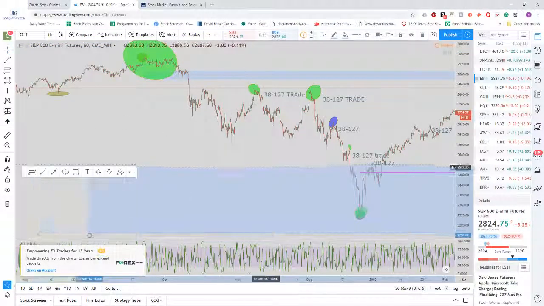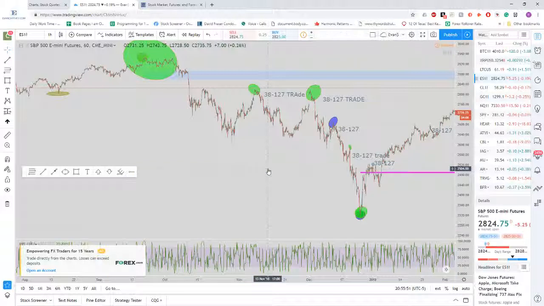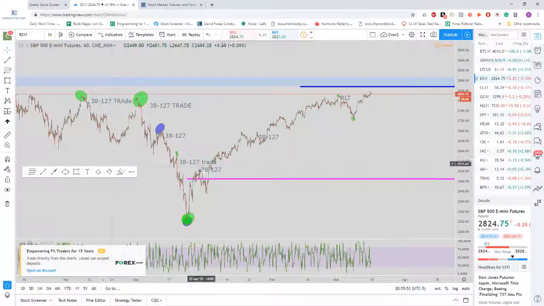But I wish I hadn't moved that. Oh, we'll just delete that, no big deal. And as you can see, these other ones, I went here and looked for any 38 to 127 trades that haven't gotten filled right here to the short side. So that's one to the short side, that's one to the short side, that's one to the short side.